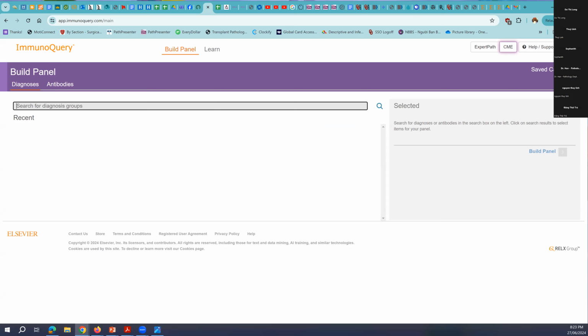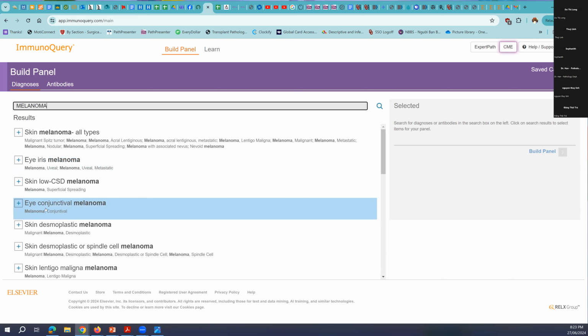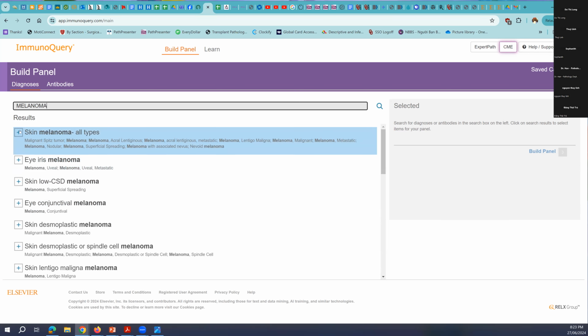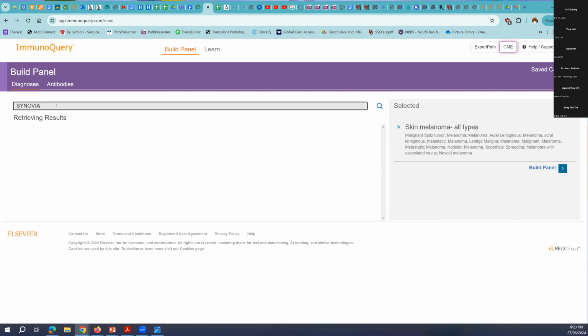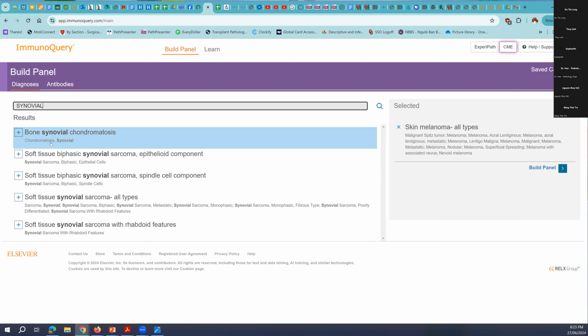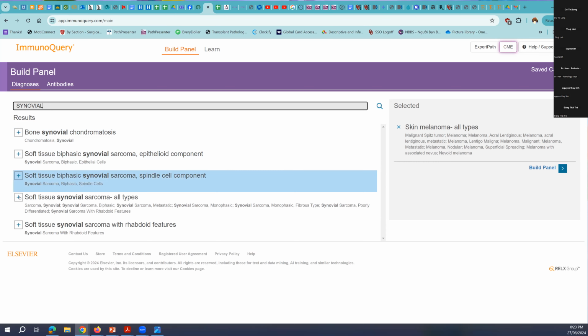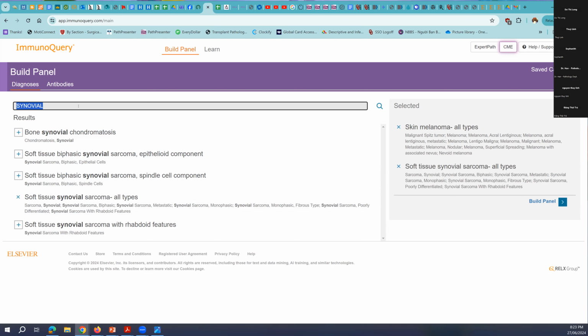So if we were thinking, for example, of diagnoses like melanoma, let's say skin melanoma, all types. If we were thinking about synovial sarcoma, all types of synovial sarcoma. And then maybe we were thinking about pleomorphic sarcoma.